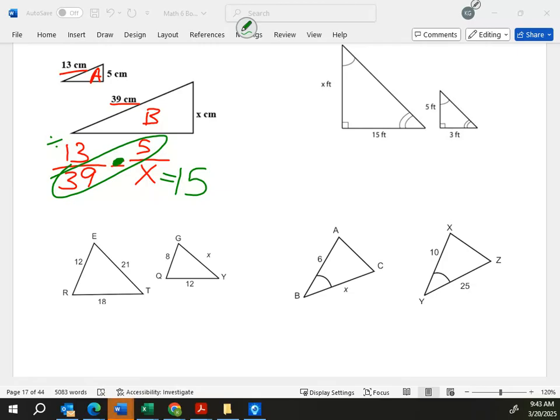So you always want to make sure that you are matching up correctly. The long A over the long B, short A over the short B, and then we multiply diagonally, divide by that third number. Adeline?